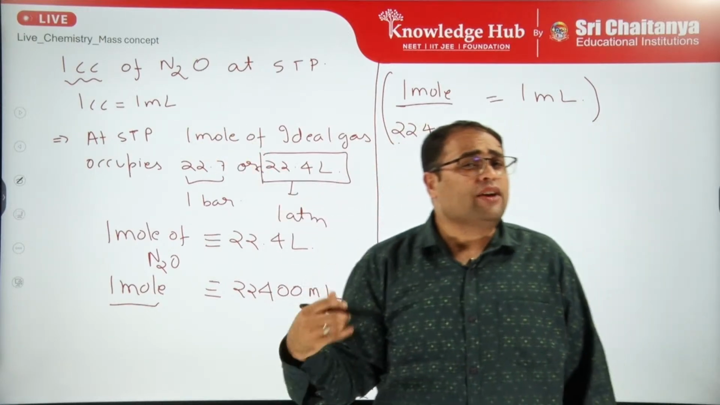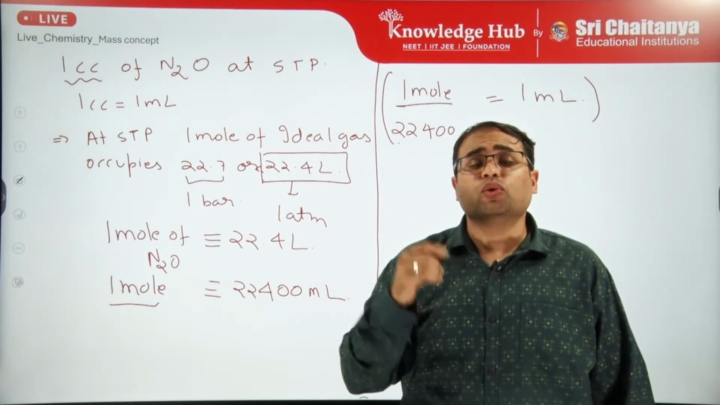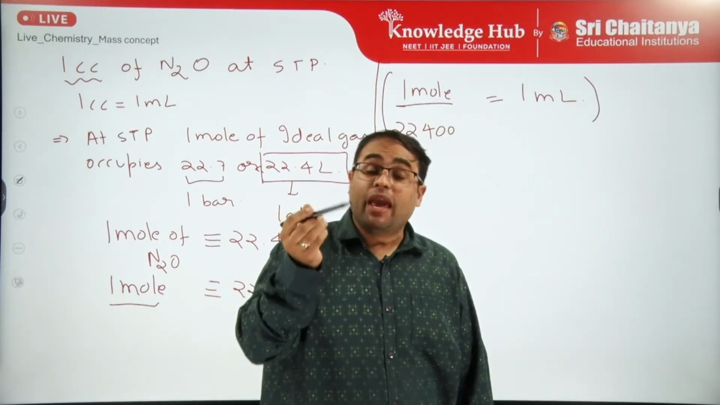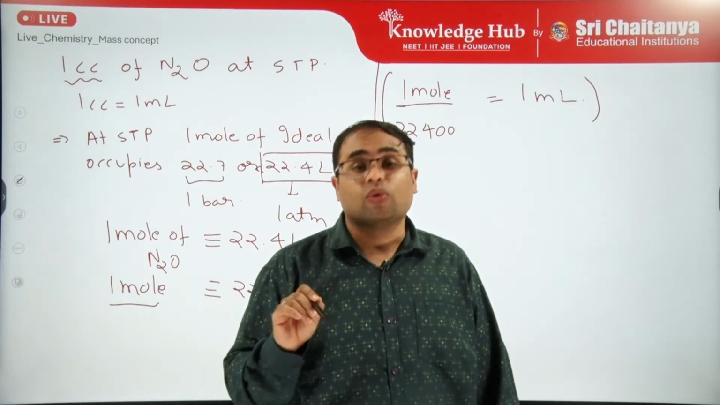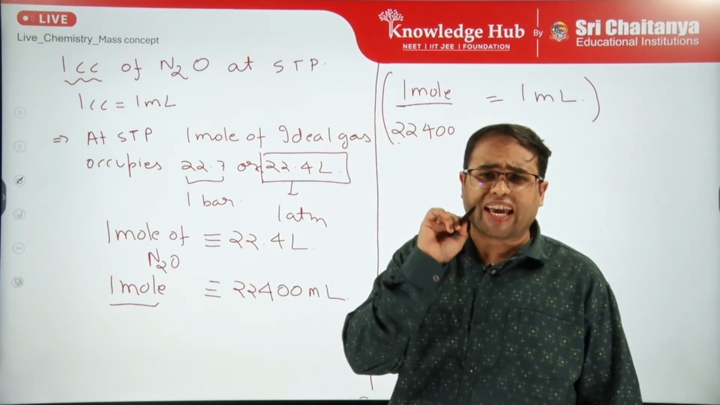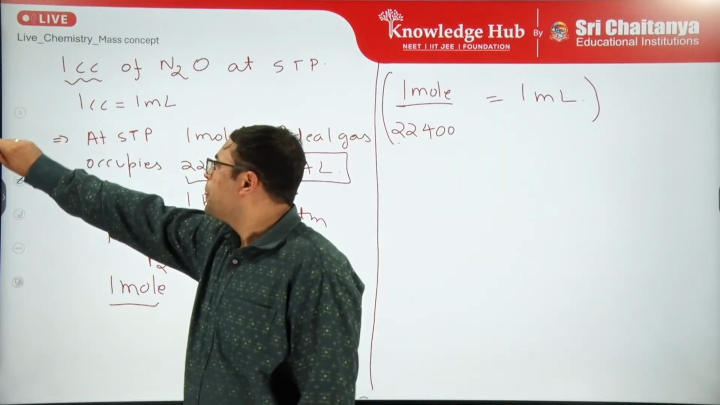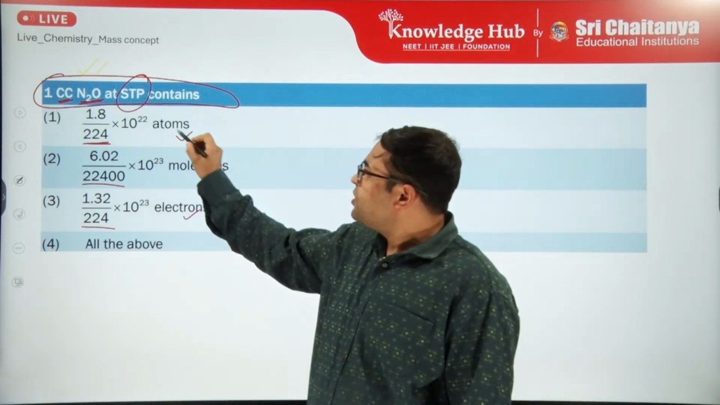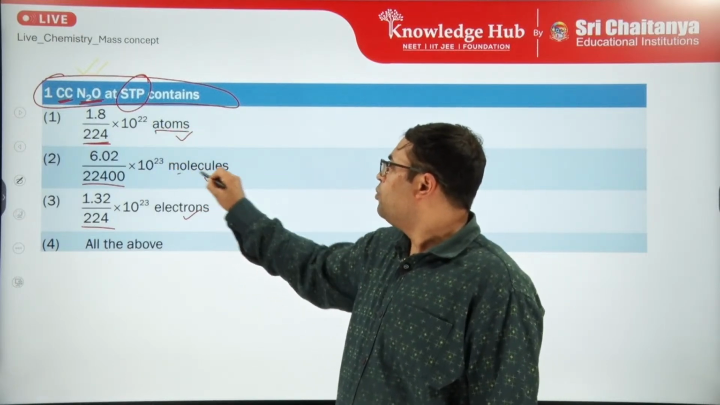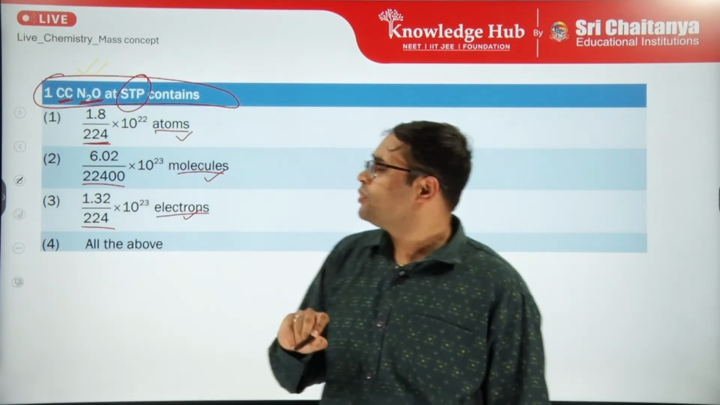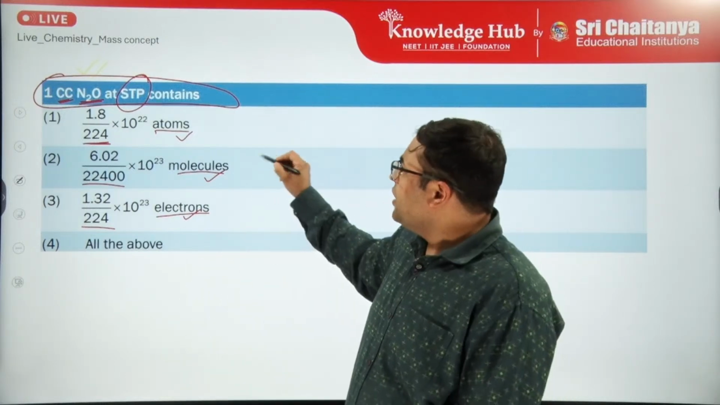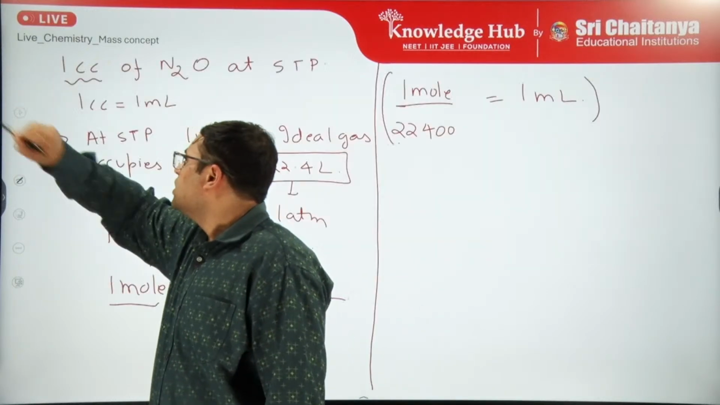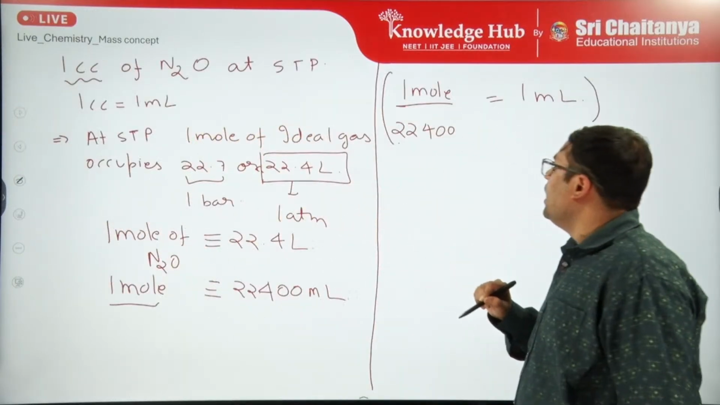Now, in these kinds of questions, it is important to go to the options also and analyze the options, and based on the options you need to calculate your answer. So now let us have again a look at the options. What are the options? Options are about atoms, molecules and electrons. So let us calculate first the molecules. How many molecules does this 1 ml have?